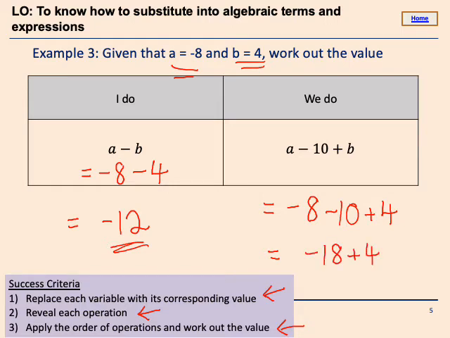And then I'm still going to add 4. So if I'm adding 4, I'm going up 4. So I'm going to get to -14. Again, give yourselves the mark if you got that right. They are slowly getting a little bit more complex with more operations involved.